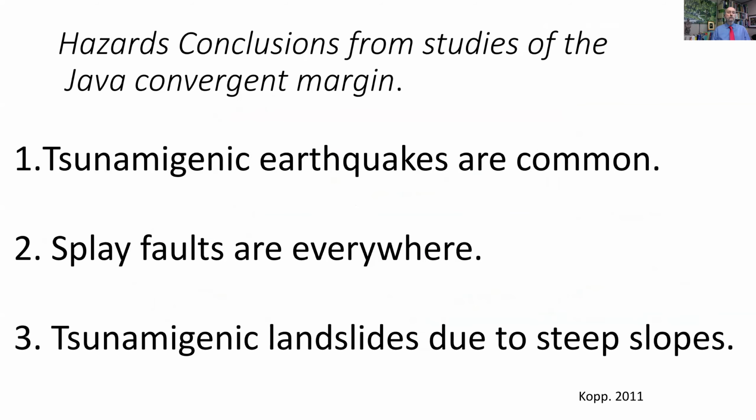So what are the conclusions from studies of the Java convergent margin using active sources? Well, first of all, tsunamigenic earthquakes are very common. We know that from the history, but splay faults are everywhere, and splay faults are very dangerous because they can move the ground vertically and cause a very large tsunami. Also, the splay faults are closer to the land, so the tsunami will come more quickly. And they found that tsunamigenic landslides are abundant because of the steep slopes.